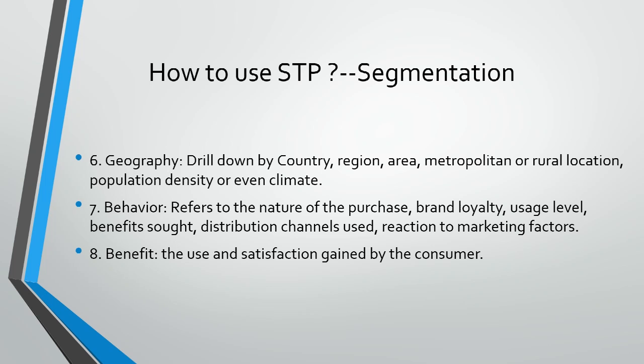Next one, behavior. Well, this one is the most complicated and unpredictable factor. It refers to the nature of the purchase, brand loyalty, usage level, benefits sought, distribution channels used, and reaction to marketing factors, all the behaviors underlying these activities. And the last one, benefit. This is quite clear. It refers to what kind of utilization you are going to provide to your potential consumers.